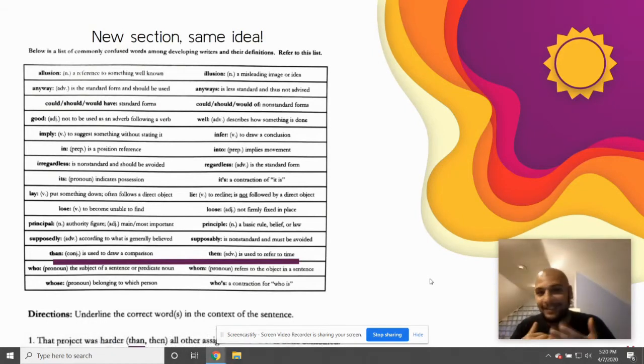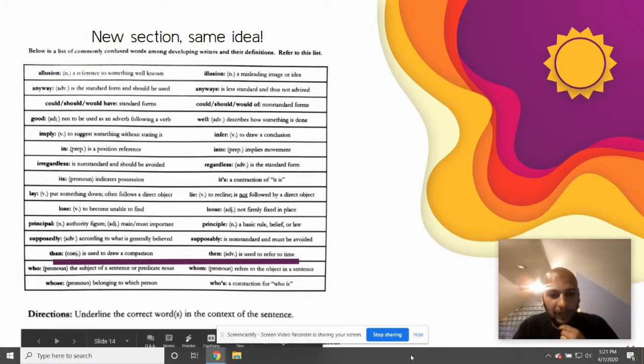Next section, it's the exact same idea. We've just got a new chart of common usage errors, common things that students get wrong, and then we have several instances where we have to find out what the correct usage is and underline that.